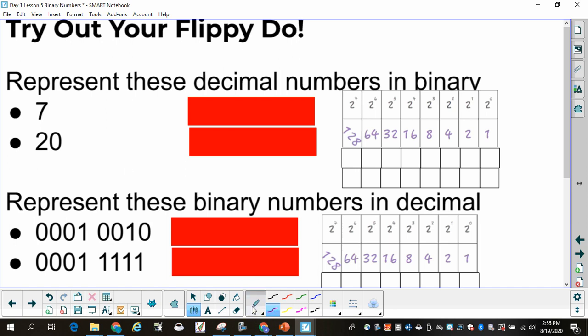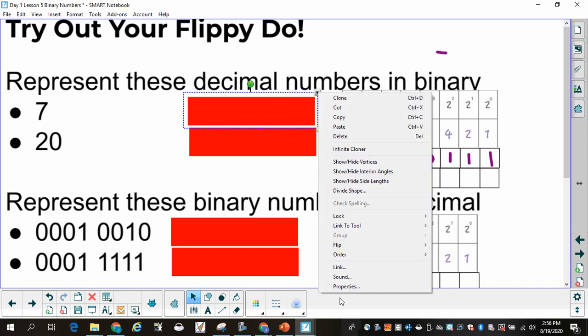So, I've got my pen on purple. I've got the number 7, and I want to write it. So I look here at my decimal numbers, and I need to make these add up to 7. So I need 4 plus 2 plus 1, and that would equal 7. So I need a 1 for the 4, a 1 for the 2, and a 1 for the 1. And the rest of these, I'll simply pad with zeros. And that will give me the value of 7. So I had to come up here, figure out what numbers added up to 7, and then mark that. Am I correct?